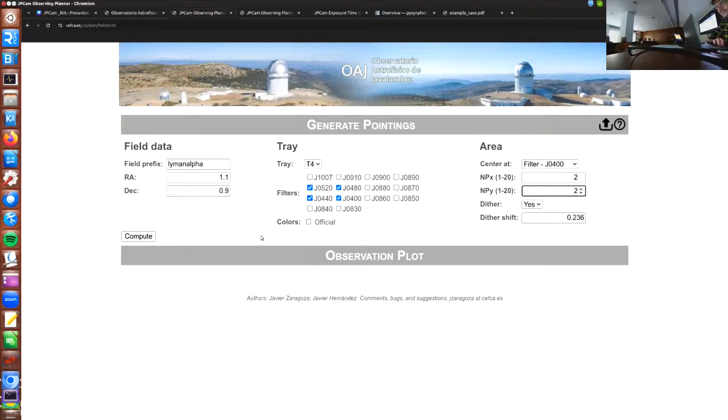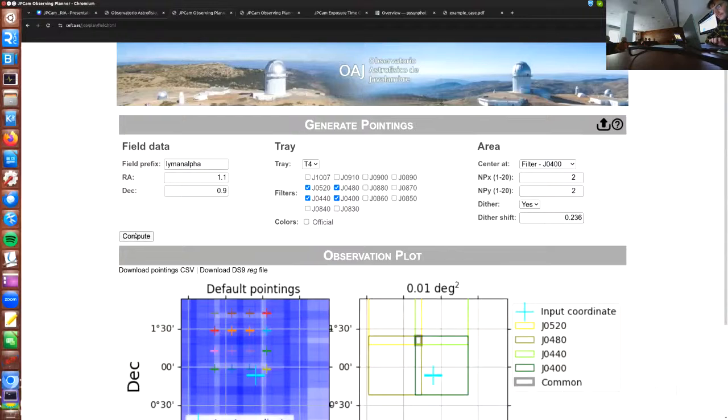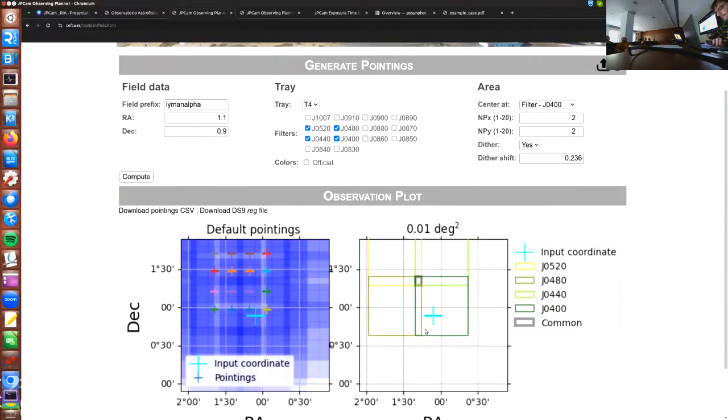Okay. Well, here, your common area is here, the center is here. Well, at some point we should define the right pointings with our support. In fact, I can improve this tool because right now it's not very clear even to me. So this means the two filters over here. If you select the center at the JPCam center, it's better because they are the 4 filters.